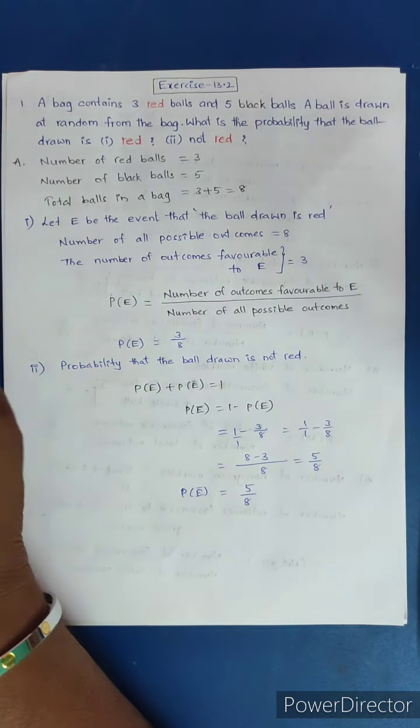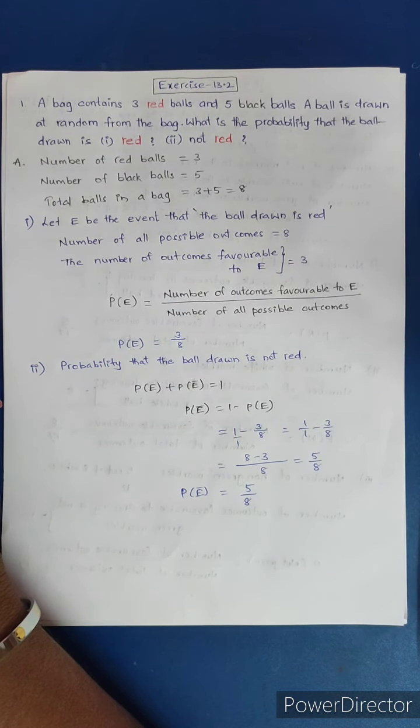Next, not red. How many red balls are there? 3 red balls. Total balls 8. So not red balls are 8 minus 3, 5 balls that are not red. So favorable outcomes to not red are 5. Total balls 8. 5 by 8.